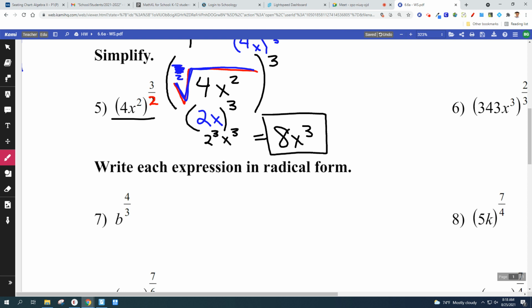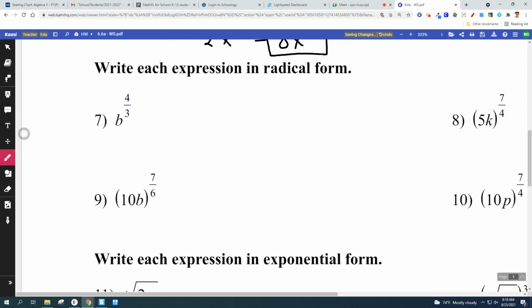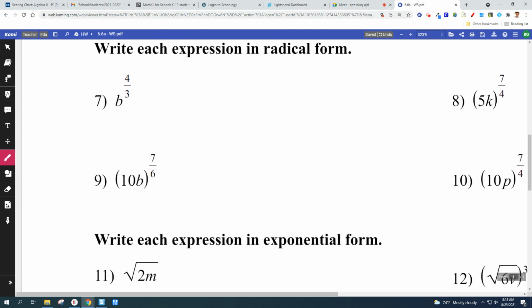Okay? So in order to simplify this, I had to do what I'm about to do in number 7. So number 7 walks it back and is a little bit easier problem. Write each expression in radical form. Radical form, I want the radical. And for radical form, remember this denominator? The denominator is the root index. And so that denominator tells me that I'm going to have a third root. A third root of what? Well, look at what's left.